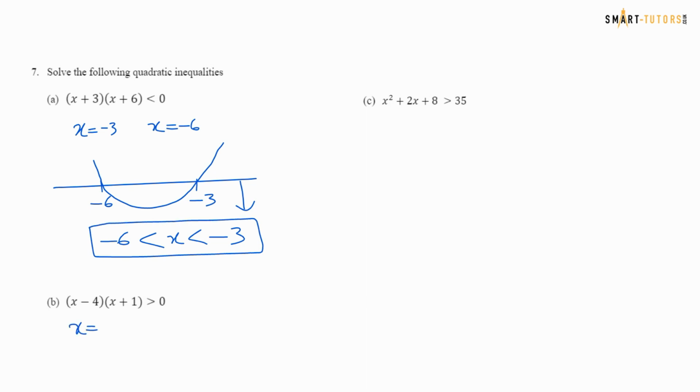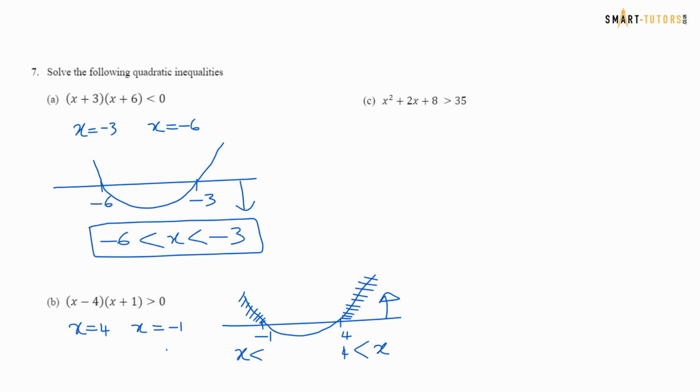Here x equals 4, x equals minus 1, and on the number line, minus 1 and 4, and this is the quadratic graph, and this is greater, and this is up, and this is up here. So now x is greater than 4 and x is less than minus 1.